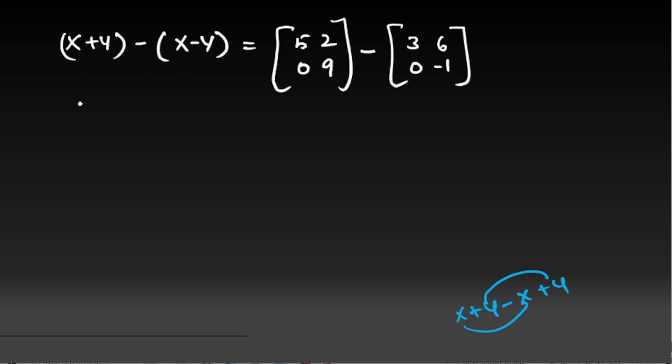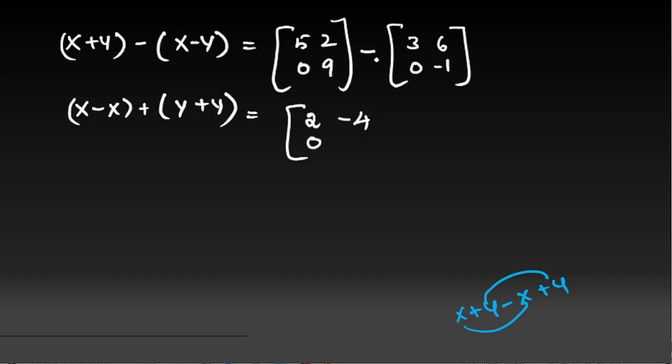So x minus x into plus y. You can join like this, right? Equal to, you have to subtract and write these two values. So 5 minus 3 is 2, and 2 minus 6 is going to be minus 4, then 0, then 9 minus of minus 1, that is 9 plus 1 is going to be 10.